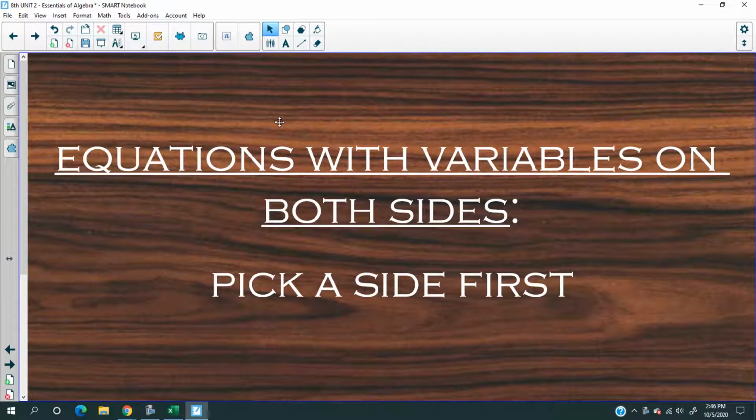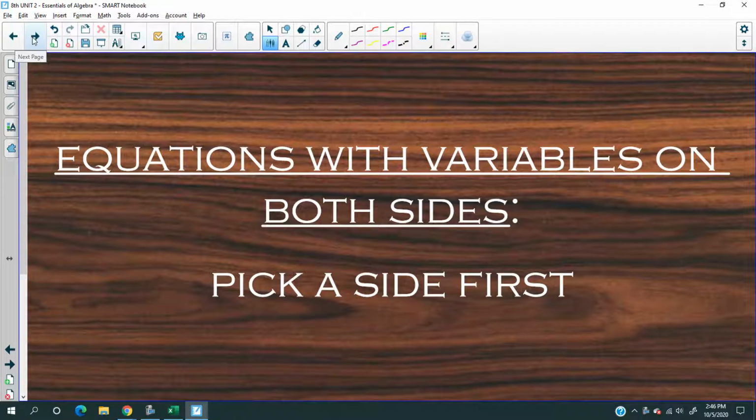So let's try to keep this simple in the lesson today. I know that there's a lot going on, but at the same time, I'm also ambivalent because you guys were supposed to have done this last year. Okay. So write this down: equations with variables on both sides. We have to pick a side first.